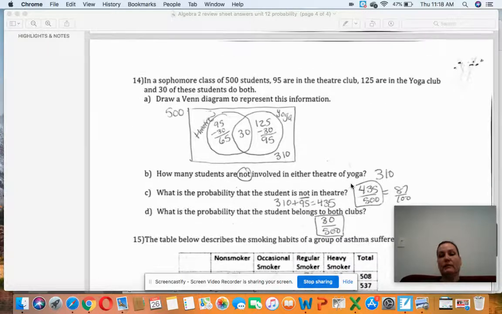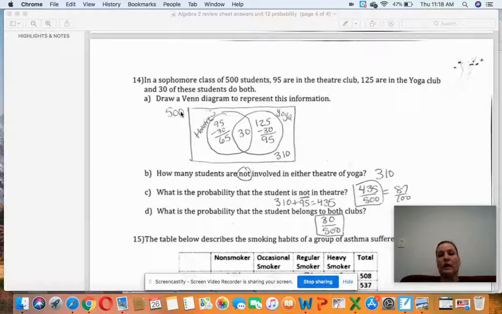Number 14 is another Venn diagram. There are 500 students total, and 95 are in the theater club, 125 are in yoga, and 30 are in both. So I got theater over here on the left, there's 95, and I got yoga over here on the right, there's 125, but 30 are in both. So 95 minus 30 is 65 just in theater. 125 minus 30 is 95 just in yoga. I add these up, 65 plus 30 plus 95, and I subtract from 500, and that gives me 310 that are not in either club.